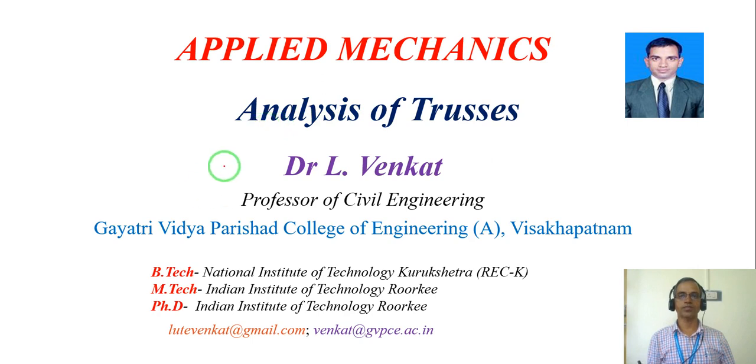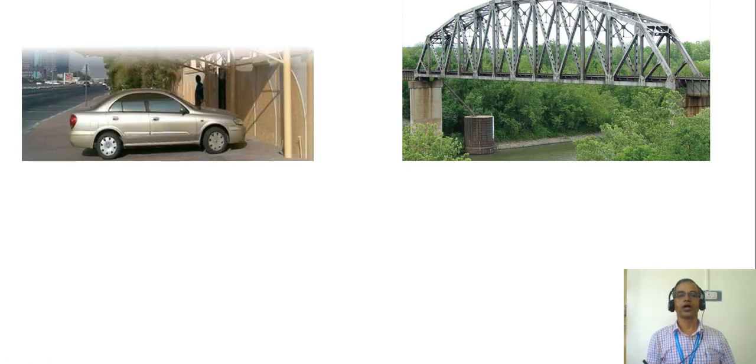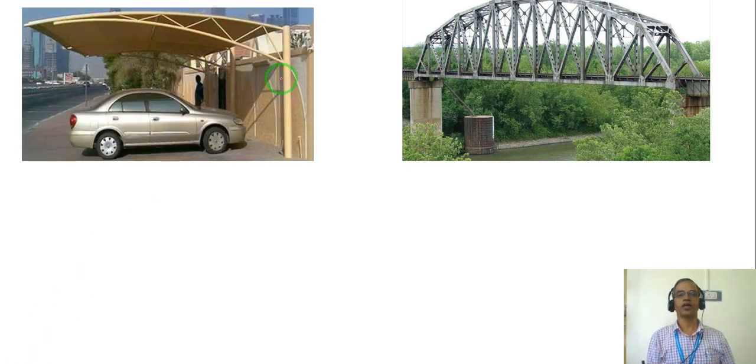Welcome to applied mechanics, the analysis of trusses. Here we can see a simply supported truss for a bridge, and this is a cantilever truss for a roof set. So there are two types of trusses: simply supported and cantilever truss. Then if we look at the trusses, there are fundamental assumptions in a plane truss. The plane, in the sense, means the members and the loading are in the same plane.